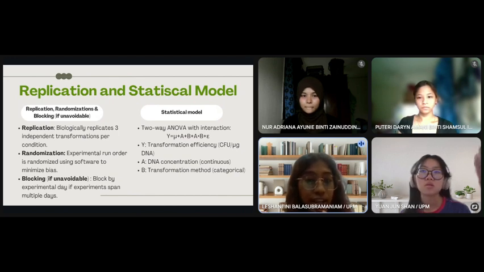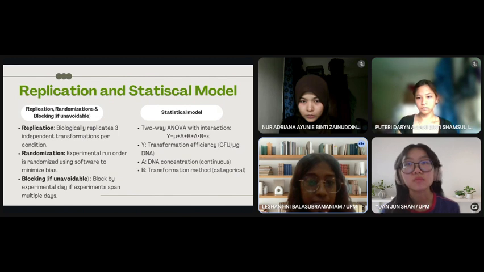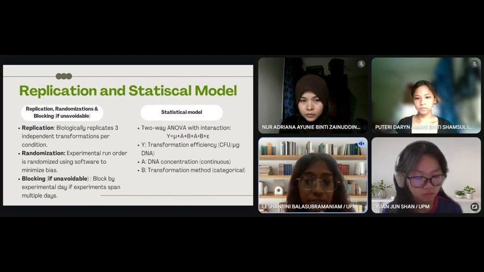For data analysis, we plan to fit a two-way ANOVA model, including main effects and an interaction term, represented by the equation as you can see: Y equals mu plus A plus B plus A times B plus error, where A is concentration and B is transformation method.